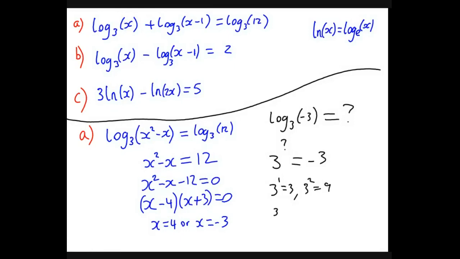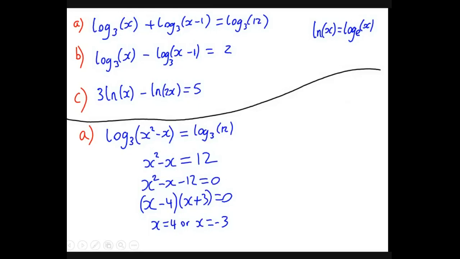If I go into negatives, 3 to the minus 1 equals a third. 3 to the minus 100 is 1 over 3 to the power of 100, so it's still positive. 3 to the power of 0 is equal to 1. So with exponentials, you will never actually get a negative if you're raising a positive number to some power. It will never happen.